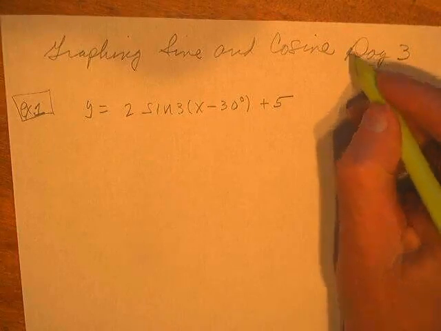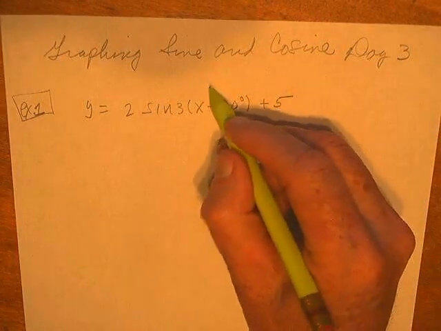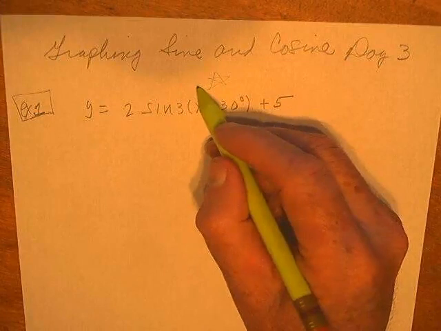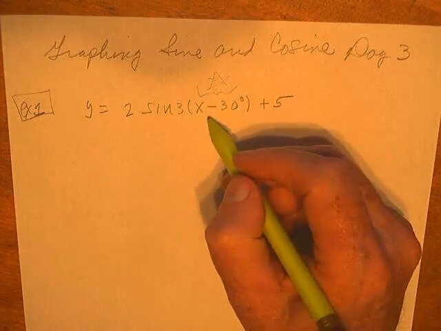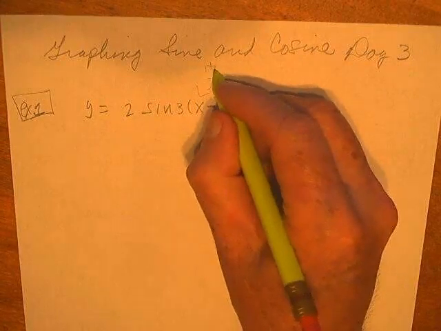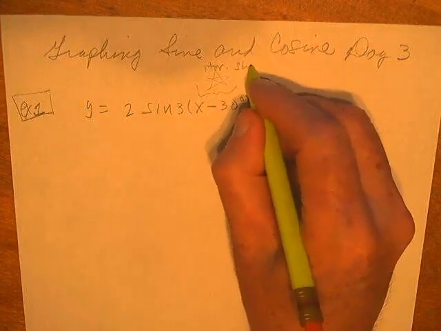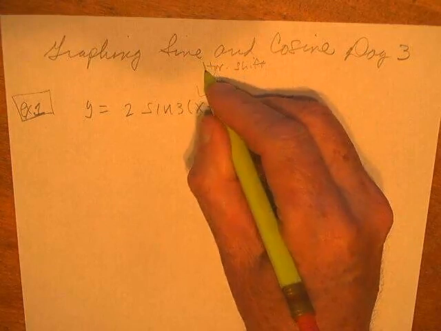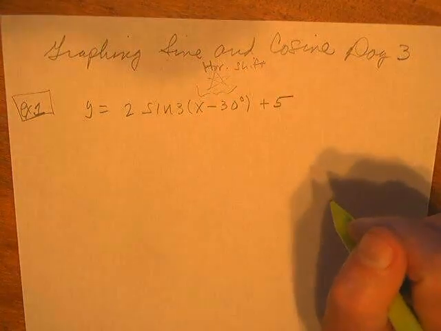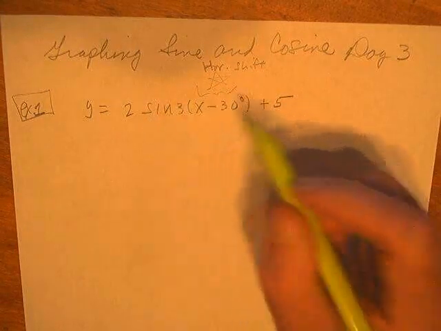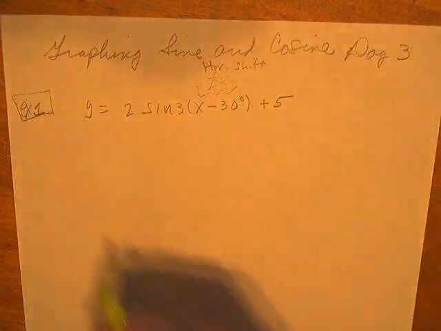We're on the third day. And notice for the first time now, right here, we've got something in parentheses which we haven't had. This is the horizontal shift. Okay? This means we're not going to start at 0 with our sine. We're going to start at something else.